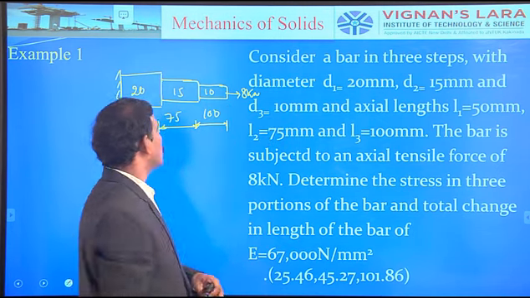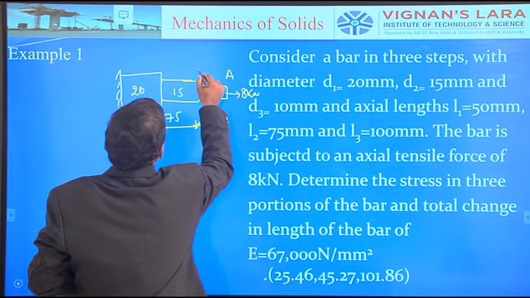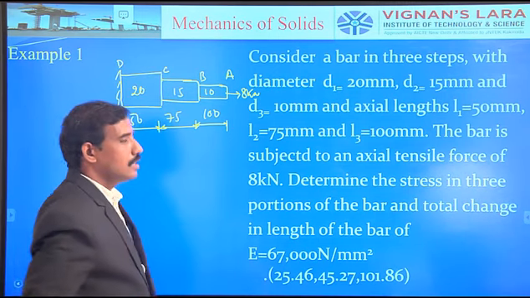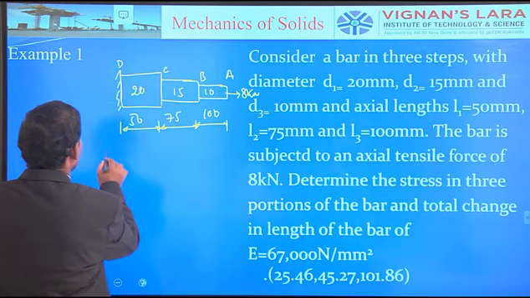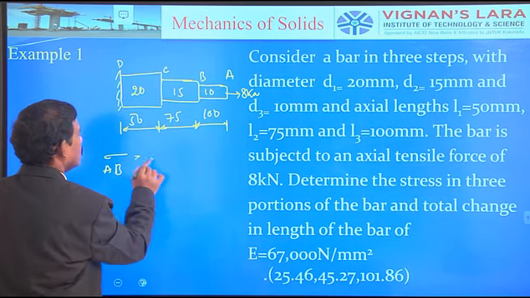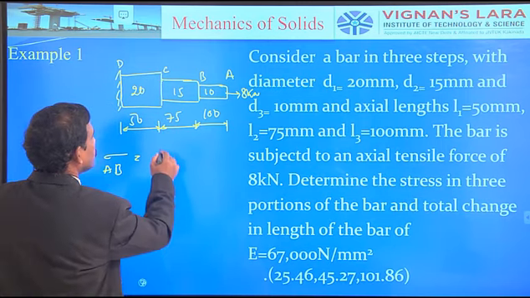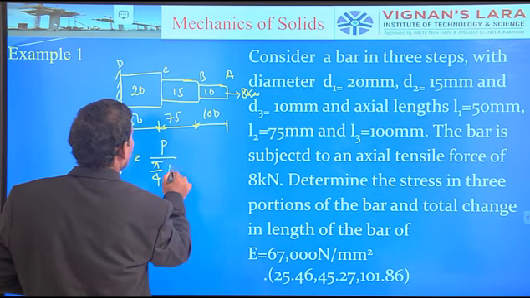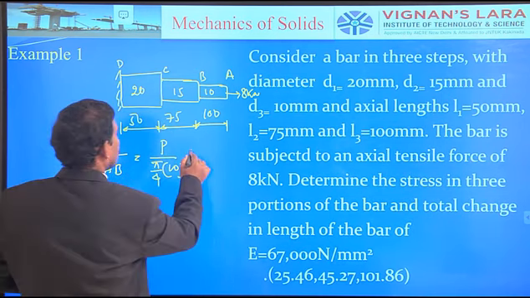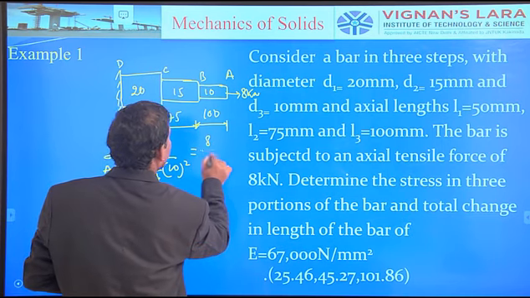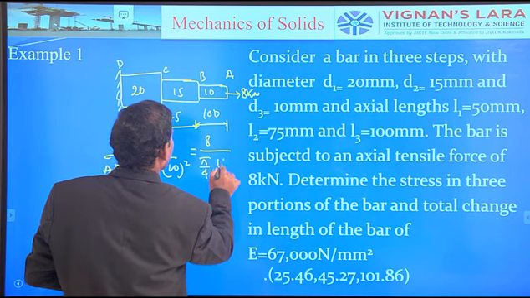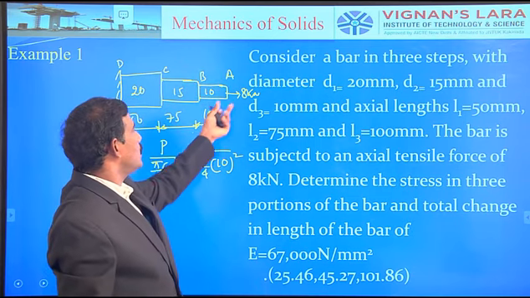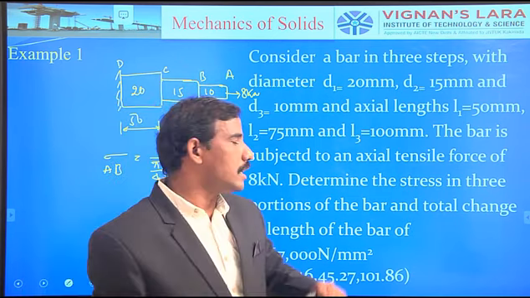So what we have to calculate? You have to calculate the stress in the portion AB, the stress in the portion BC and the stress in the portion CD also. First, the stress in AB: sigma AB is equal to P divided by pi by 4 times D squared. That is equal to 8 divided by pi by 4, 10 whole square. This is the stress induced in the portion AB subjected to 8 kilonewtons tensile in nature.